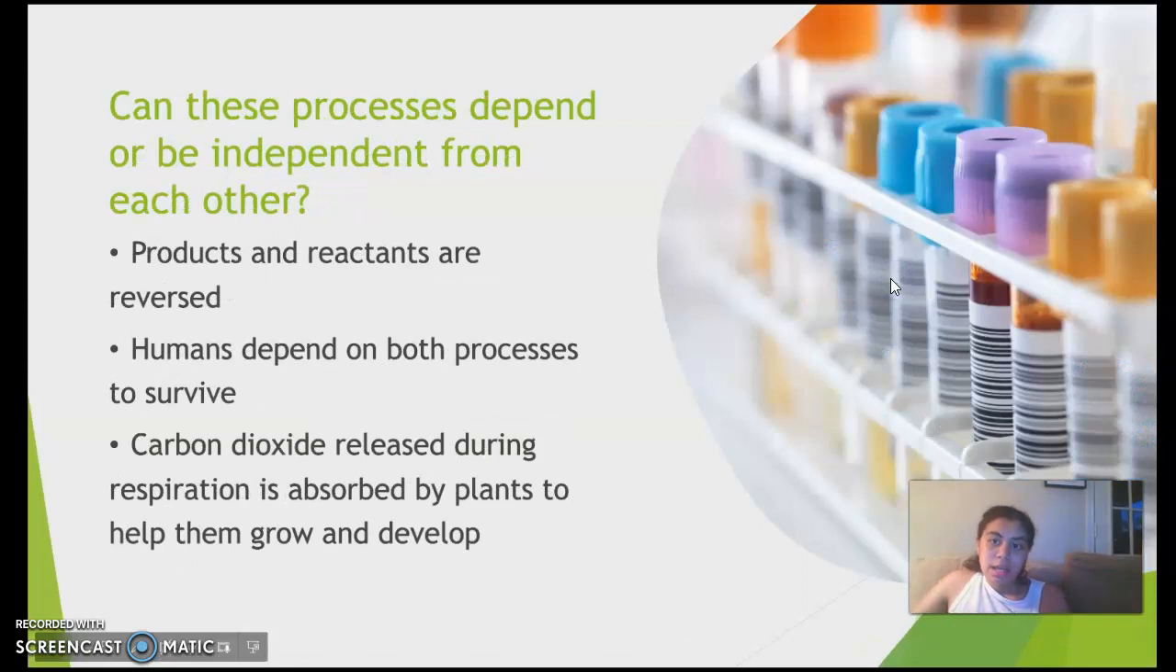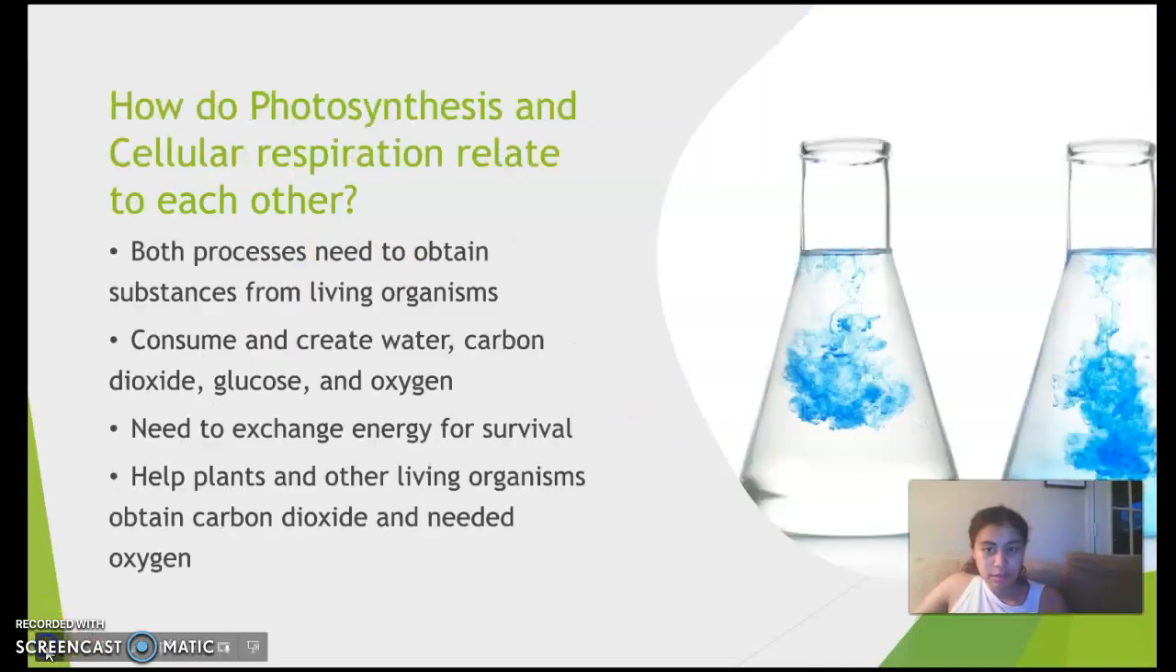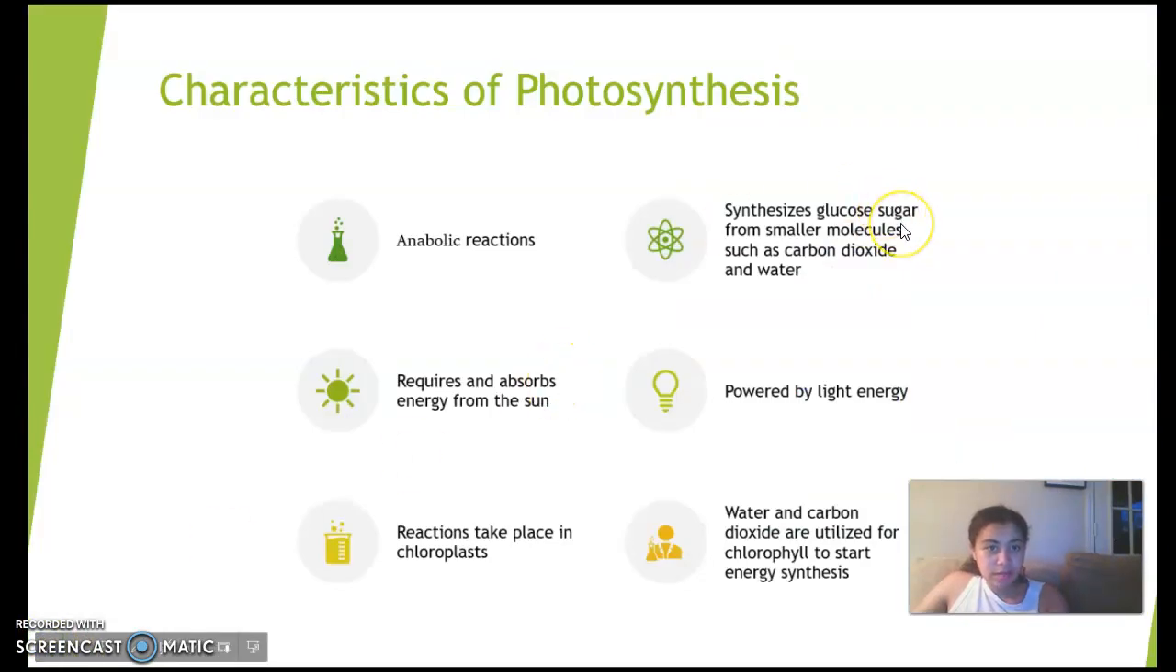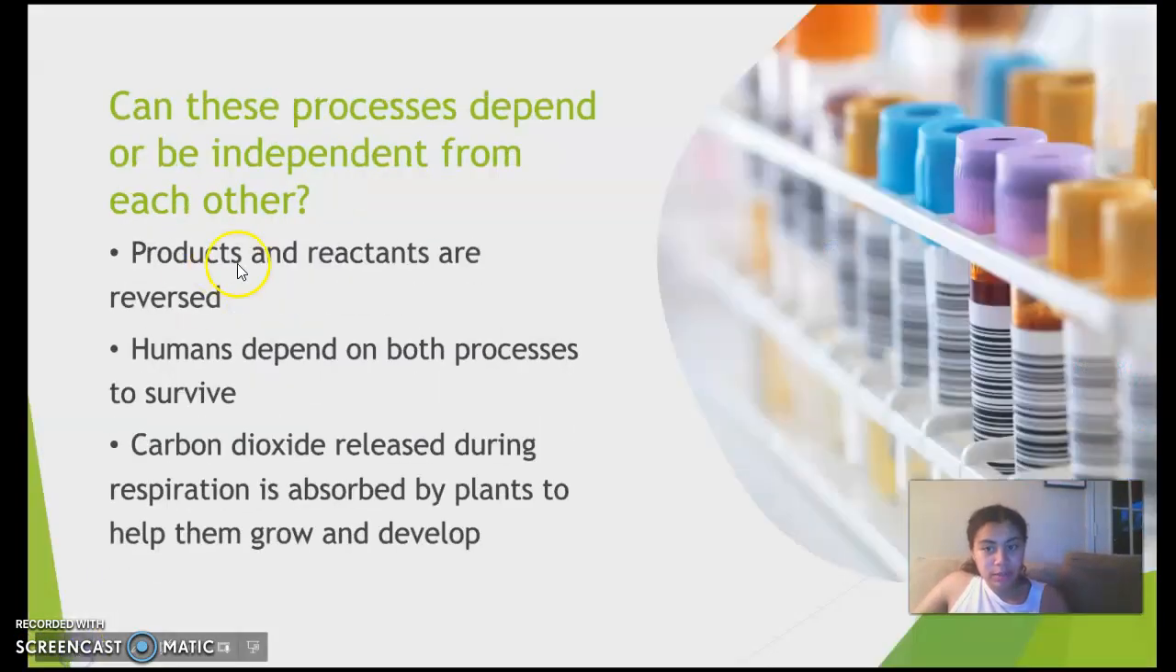So, do both of these processes depend on each other, or are they independent from each other? Well, if we think about this, both of their products and reactants are reversed. So meaning, let's go back to the slide. They both need glucose. They both need carbon dioxide and water, and all their reactants and products are reversed. So humans also depend on both of these processes to survive.